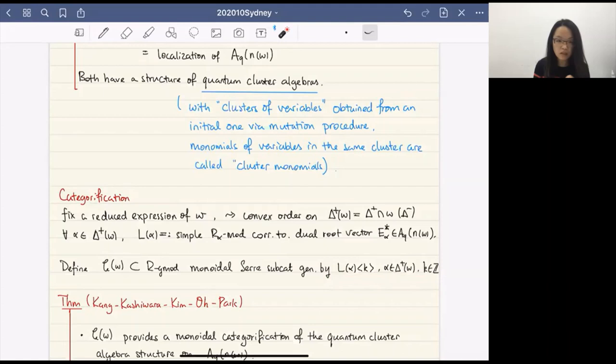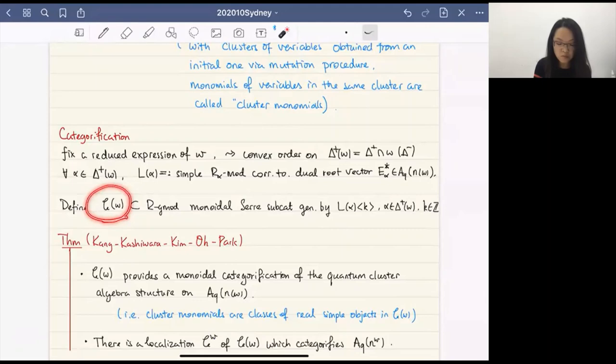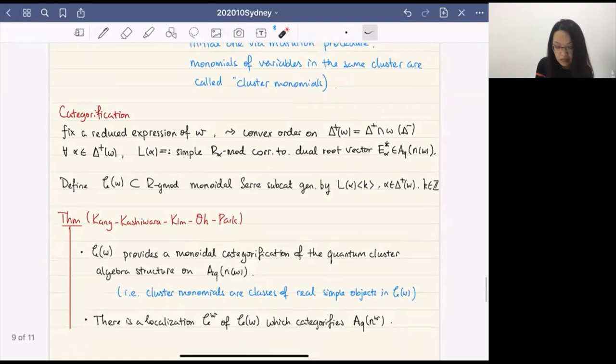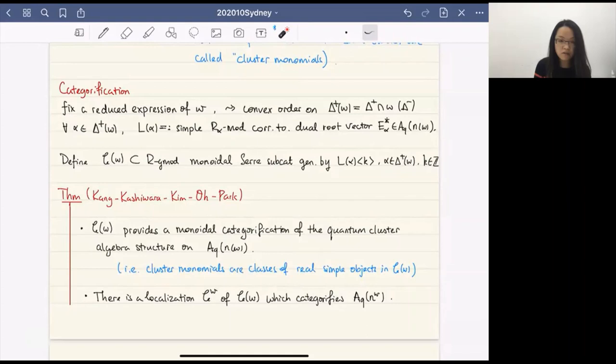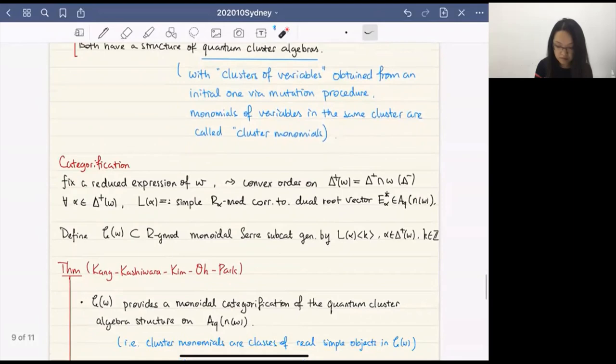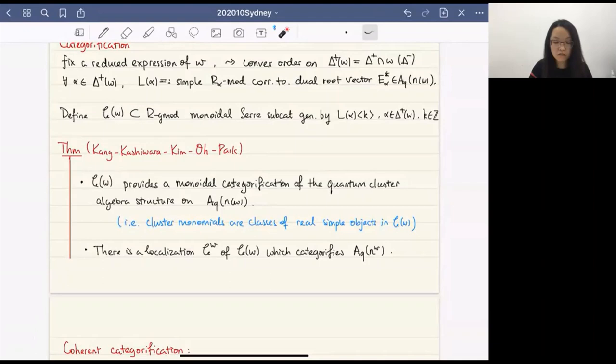And then you know that at the level of the Grothendieck group, this will correspond to the quantum coordinate ring of this guy. And these authors provide a monoidal categorification of the quantum cluster algebra structure on this ring. Moreover, the important additional statement in this monoidal categorification is that the cluster monomials correspond to classes of real simple objects in this category. And there's a localization of this category, which categorifies the quantum unipotent cell. Okay, so this is a categorification of quantum cluster algebras using quiver Hecke algebras.